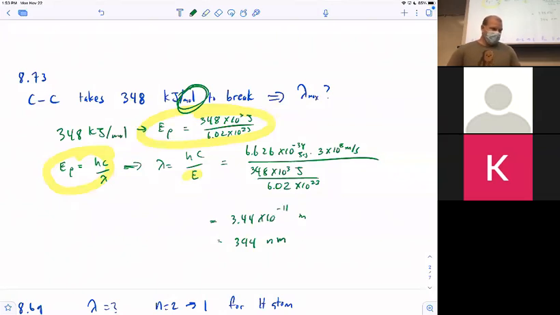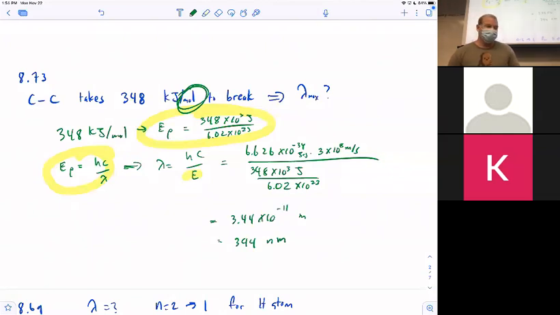So, recap of this one: it takes 348 kilojoules per mole to break the carbon-carbon single bond. On average, what is the longest wavelength that you can use to break this bond? Well, the energy per photon is hc over lambda. You solve for the wavelength: hc over E is the wavelength. And the energy per photon is the 348 kilojoules divided by Avogadro's number. That tells you the individual energy of each photon. You divide that and you get 344 nanometers.